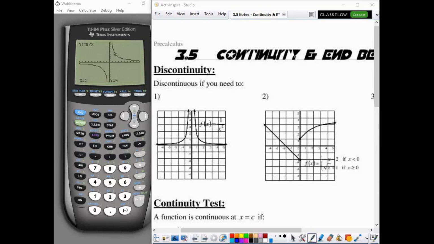Hey guys, today we're going to talk about continuity and discontinuity within a function. First of all, what does that mean? A function is discontinuous if you need to lift your pencil in order to draw the graph.